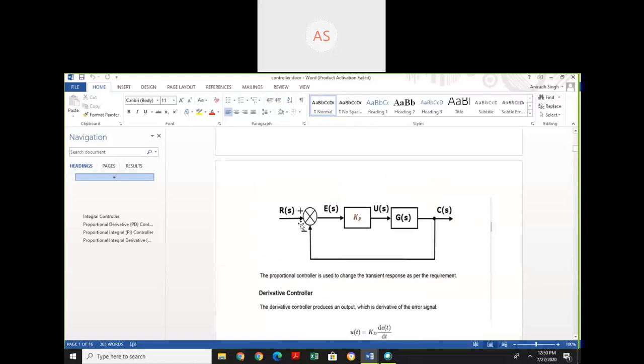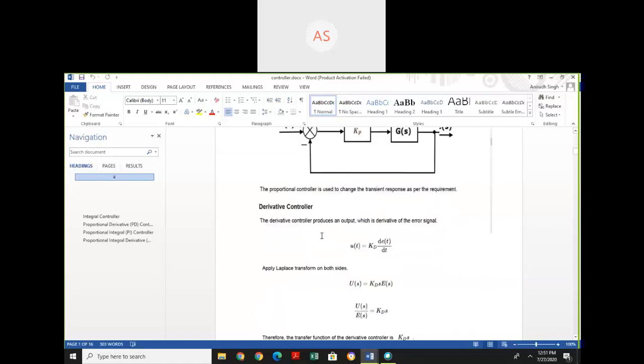So this is the error signal. After the error signal, we get this is the controller. Transfer function of controller is given by Kp, and then this is the plant. Transfer function of plant is given by G(s), and here we get output. The output is fed back. So this is the proportional controller, used to change the transient response as per the requirement.